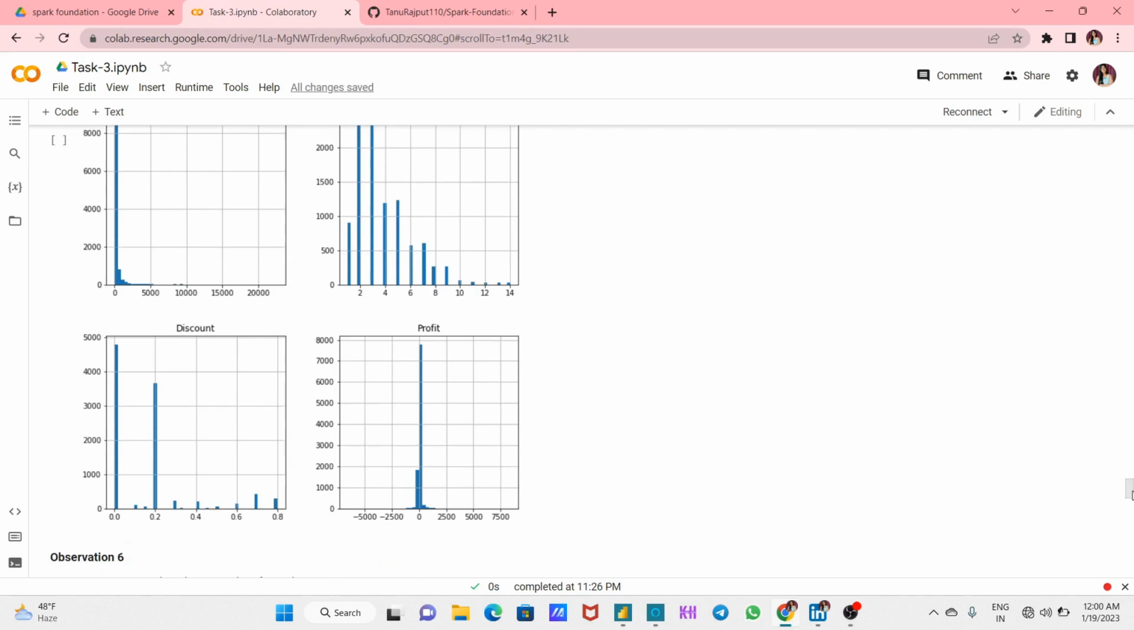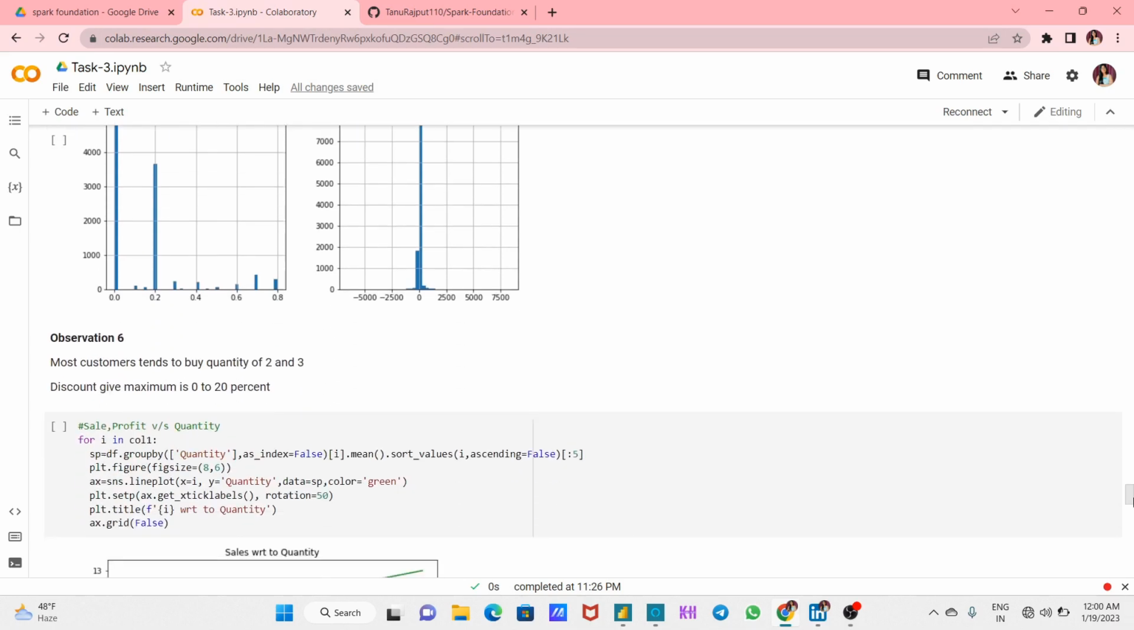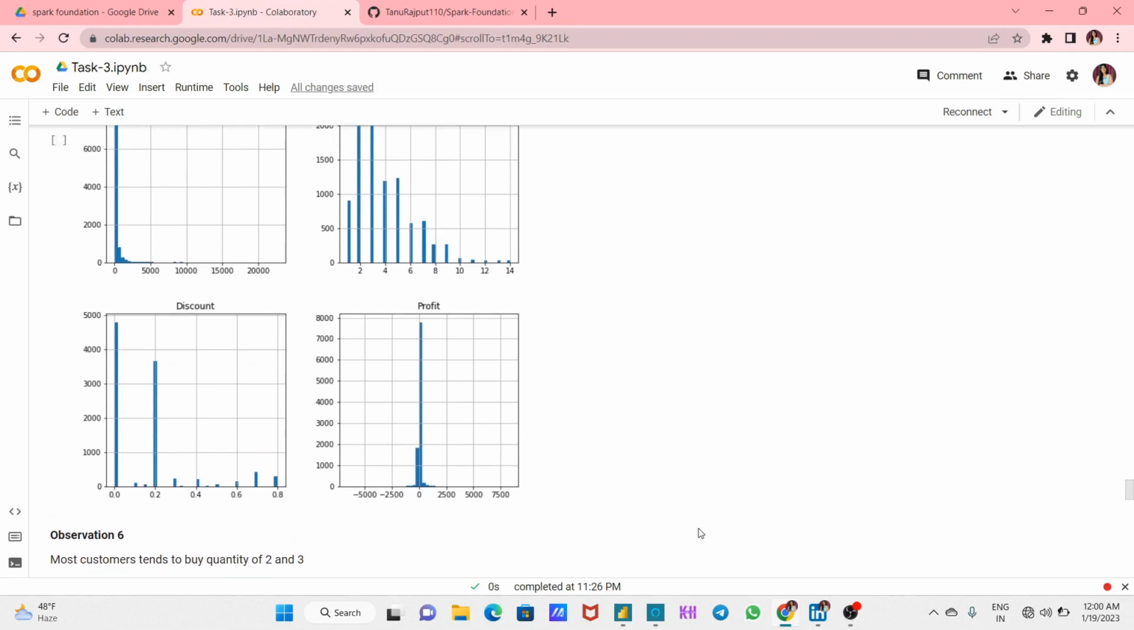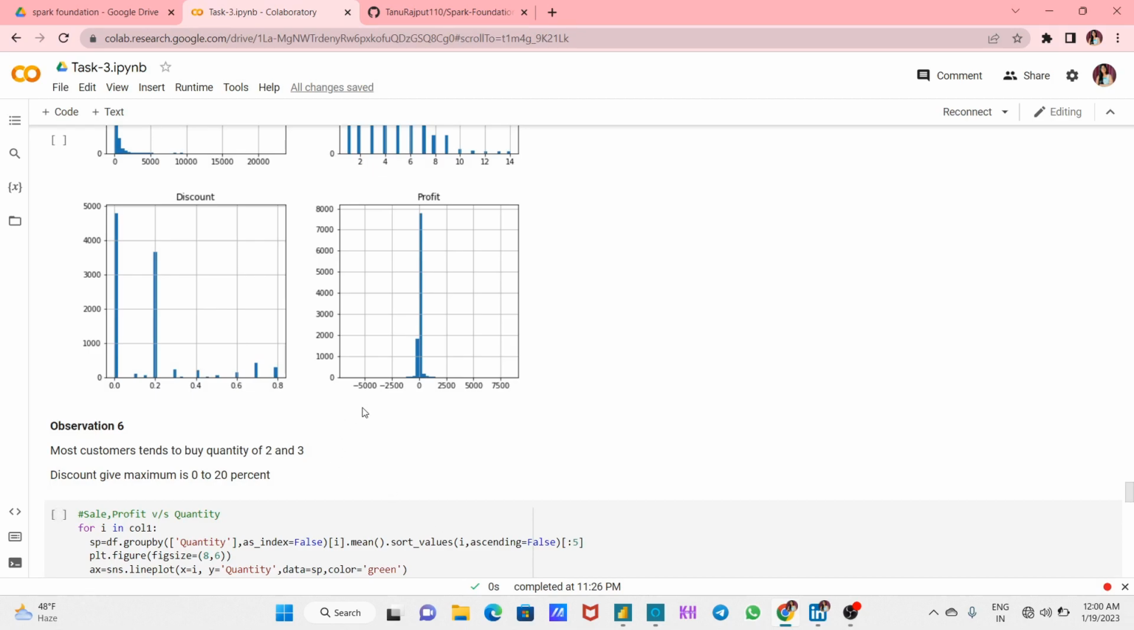Now let's see sales, profit and loss and quantity. So what we observe from these four charts for sales, quantity, discount, and profit is that most customers tend to buy quantity like 2 to 3. Here we can see the quantity. Most customers tend to buy quantity 2 to 3, and the maximum discount given is 0 to 20%. Here is the 0 and 20, so for 0 to 20% discount, the maximum discount was given.